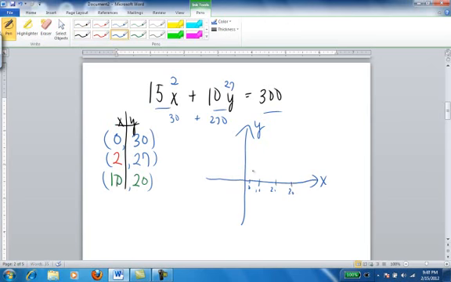I'll go 0 and up 30. Here we go. This is 0, 30 right here. Don't go anywhere on the X. Go up 30 on the Y. 2, 27. Go over 2, up 27. Go over 10 and up 20, and you get an idea. This is very approximate of how the graph would look.